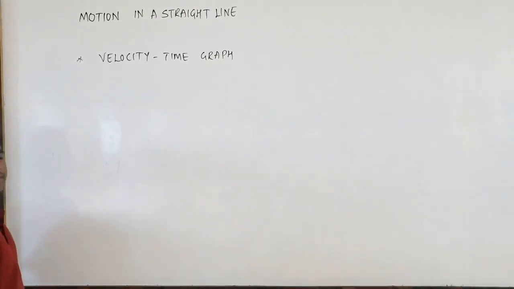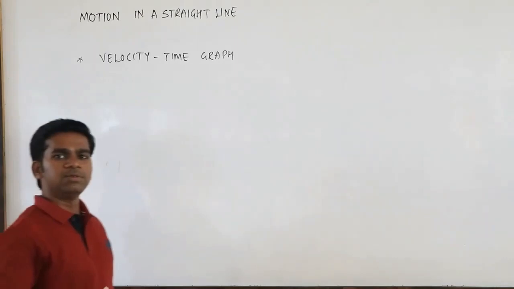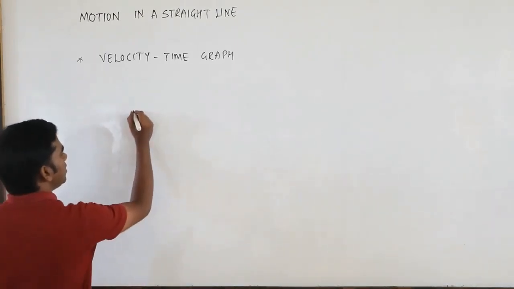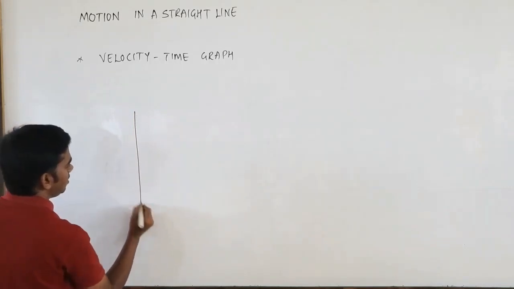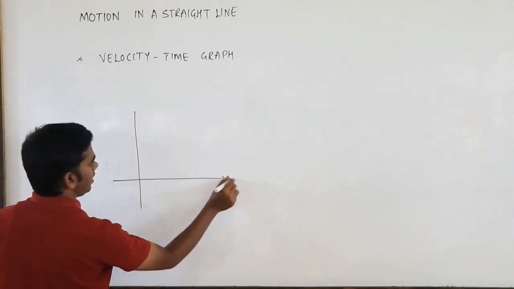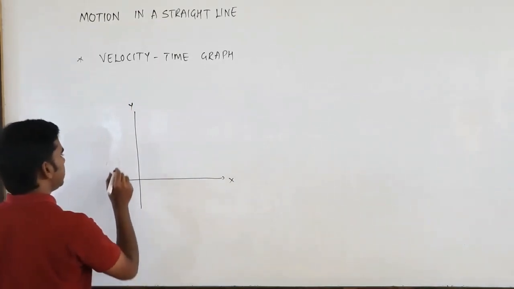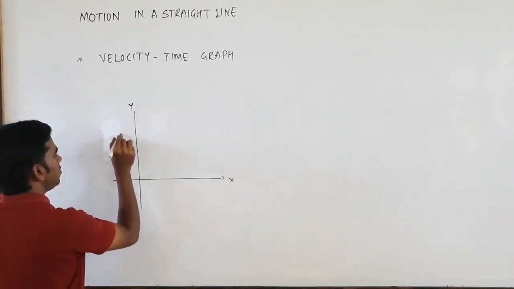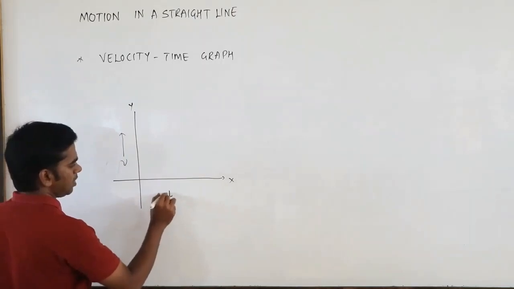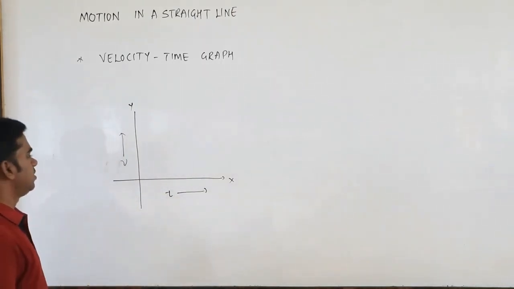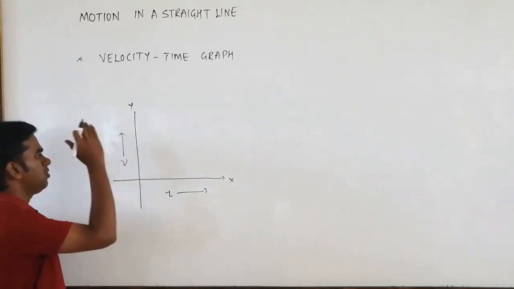So what do we mean by velocity time graph? I hope now you can use the definition for this. If you have the graph, x-axis, y-axis, along the y-axis what are you going to take? Along the y-axis, you are going to take velocity. Along the x-axis, you are going to take time. So why time along x and velocity along y?